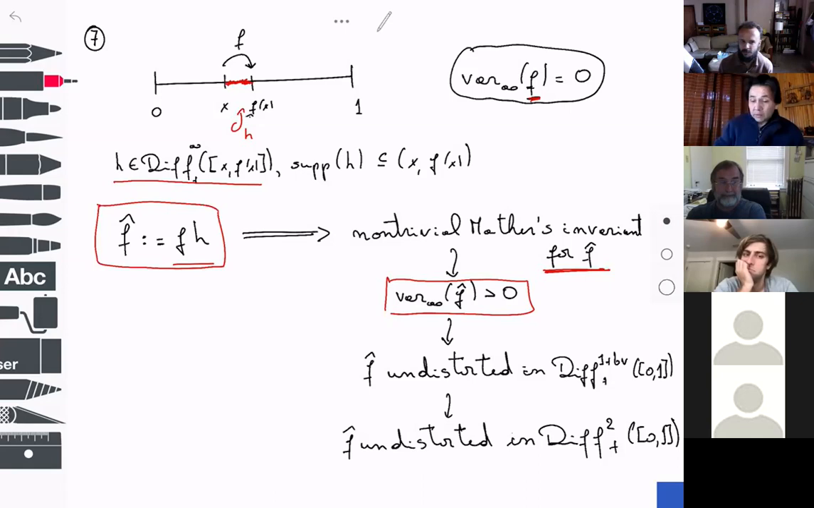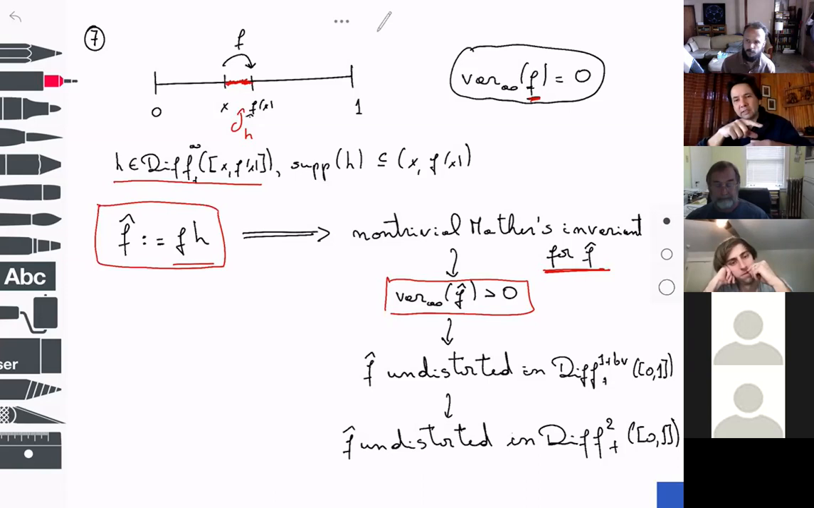A priori, yes, this is a right point. But the point is that the proof goes through the asymptotic variation. So if you put the interval in the circle, the asymptotic variation remains the same. So the asymptotic variation is positive, so it cannot be distorted even in the circle. Oh, I see. Okay.